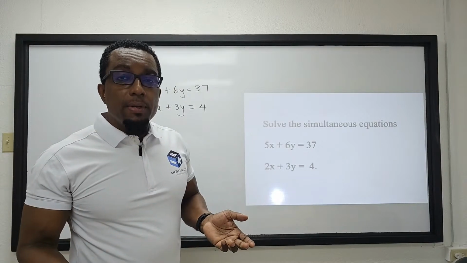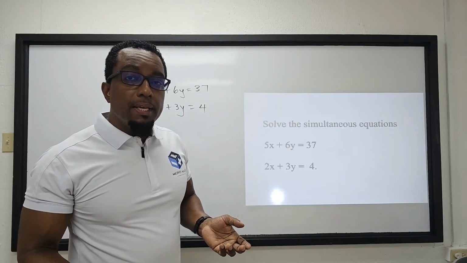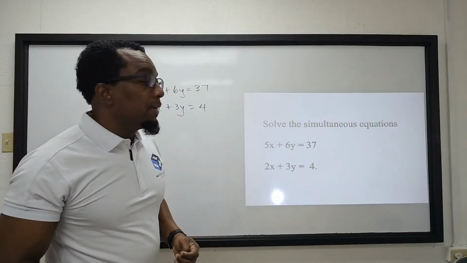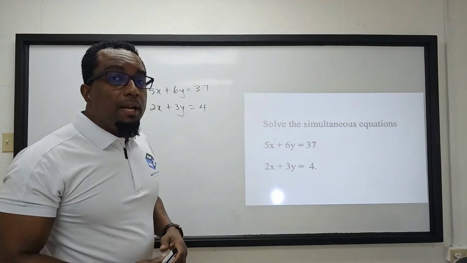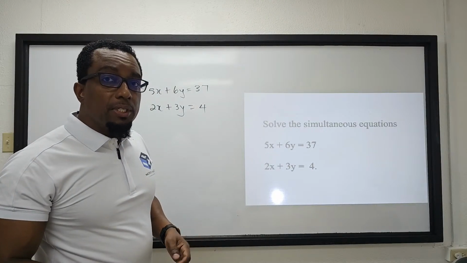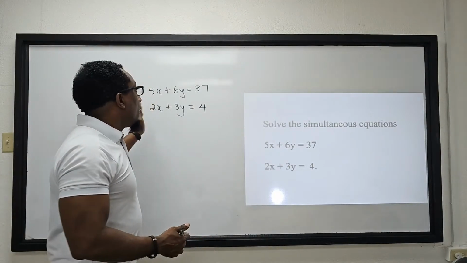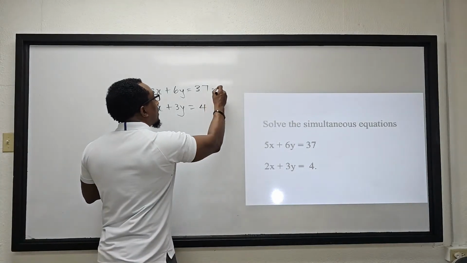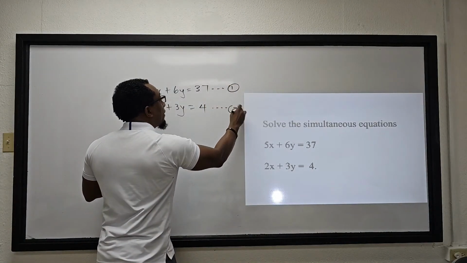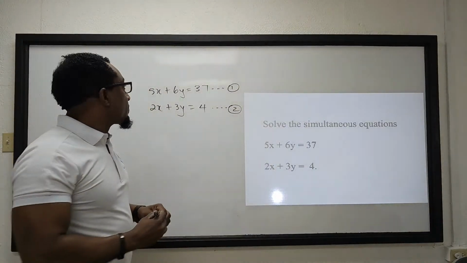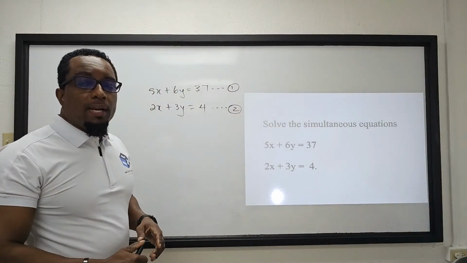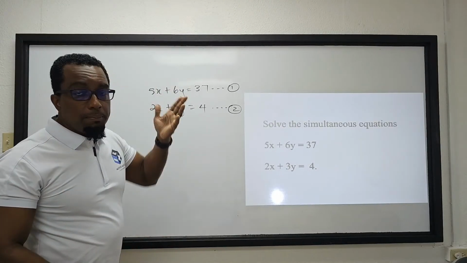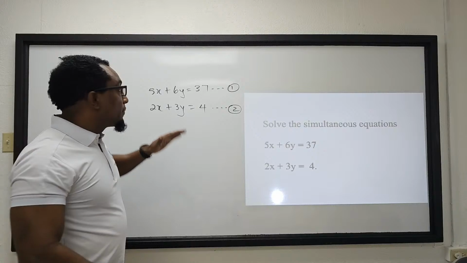And we know the objective when we solve a pair of equations simultaneously is to solve for x and y, the unknown quantities. So I'm going to use the method of elimination to solve the pair of equations simultaneously. So our first step will be to label both equations. So this is equation 1. That is equation 2. And what I'm going to do is to eliminate the x variable first. Now you can eliminate y first, it's up to you. I like to eliminate the first variable x.